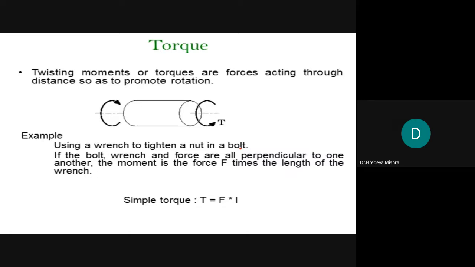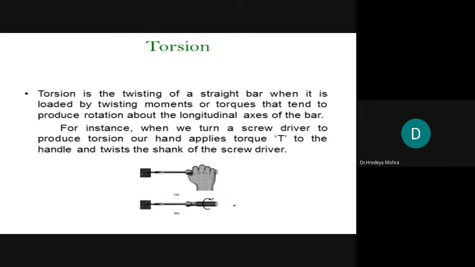Now, the wrench and force are all perpendicular to one another. The moment is the force F times the length of the wrench. Simple torque T equals F into l. What is F? F is the force and l is the length of the wrench. This is an example where we apply torque.